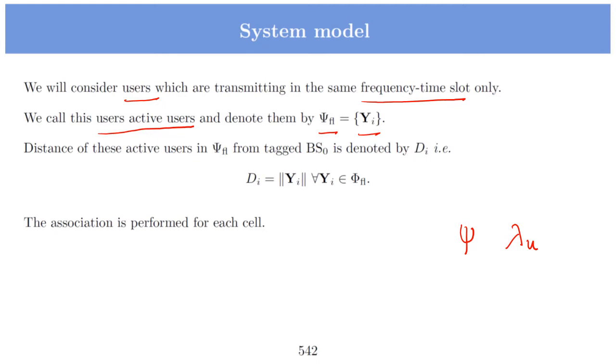Now the distance of these active users, which are in psi A, where A denotes the active, from the tagged base station 0 is denoted by di, which means di is nothing but norm Yi, because base station 0 is at the origin. So distance is Yi minus origin.